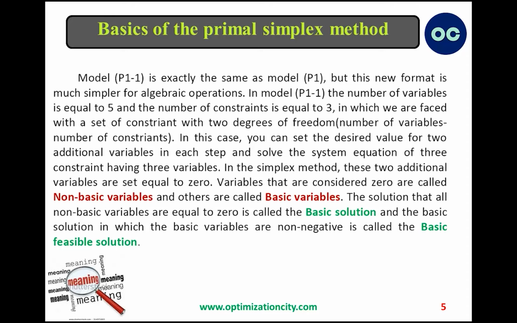In P1-1, there are 5 variables and 3 constraints, which means that there are 2 degrees of freedom. It means the number of variables minus the number of constraints. To solve the system of equations with 3 variables and 3 constraints, we will set 2 additional variables to desired values in each step. In the simplex method, these additional variables are set to 0.